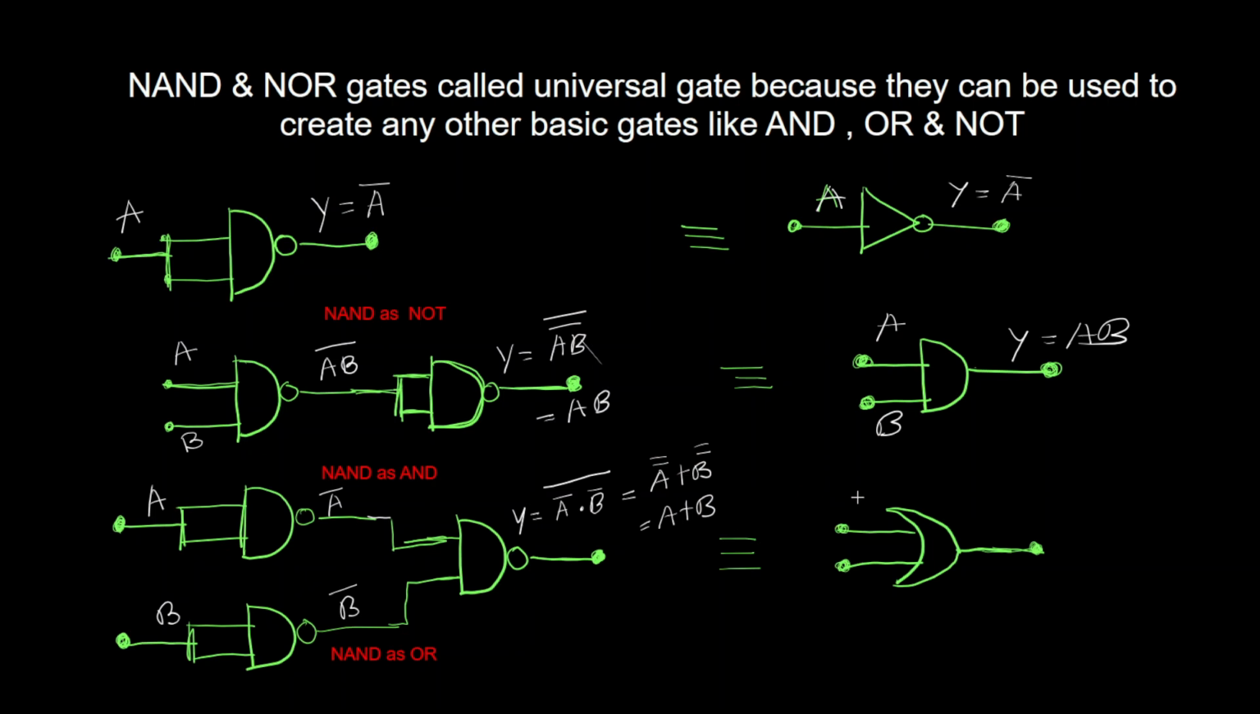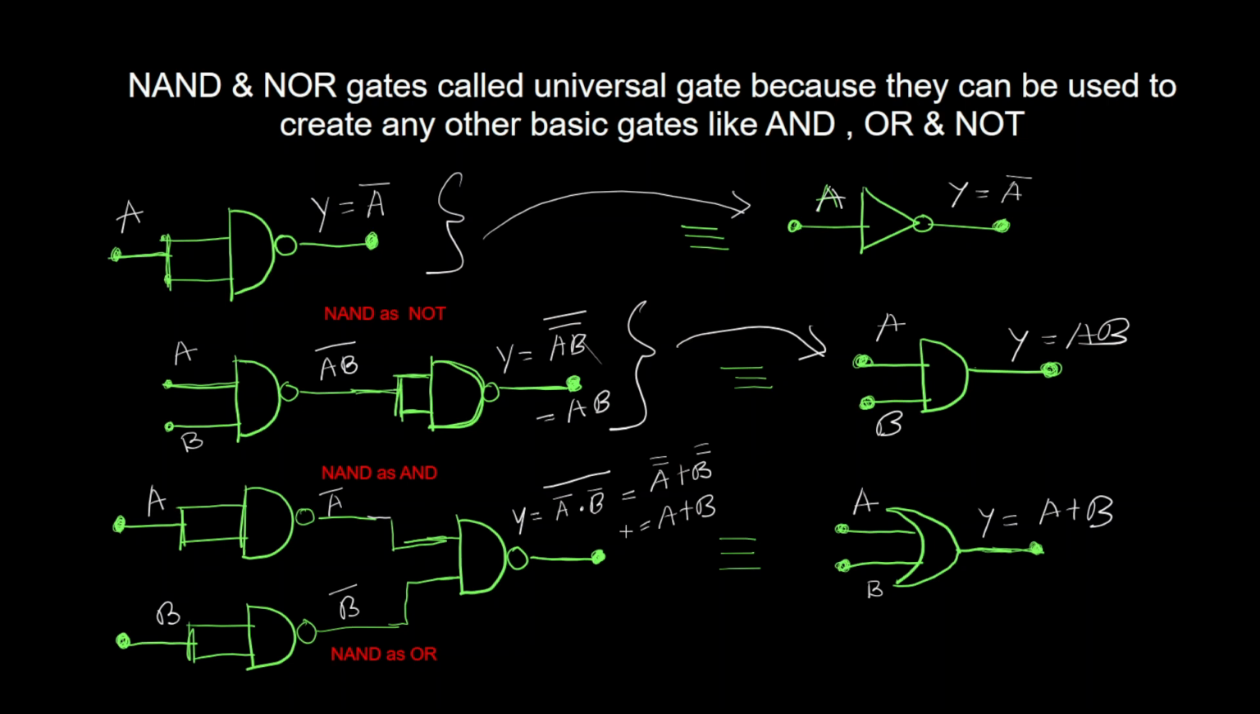Now for an OR gate, we know if we take A and B, then we get Y equals A plus B. So this circuit represents a NOT gate, this one represents an AND gate, and this circuit represents an OR gate. So we have constructed AND, OR and NOT gates using only NAND gates. That's why a NAND gate is called universal.